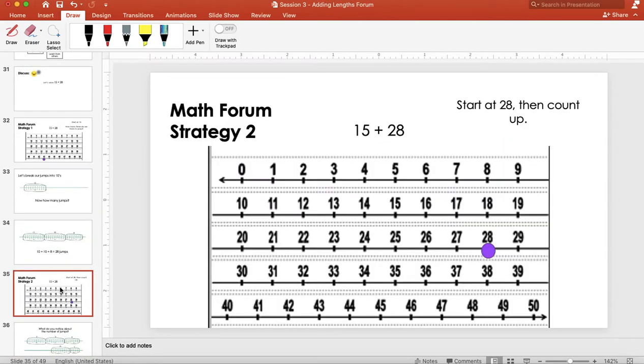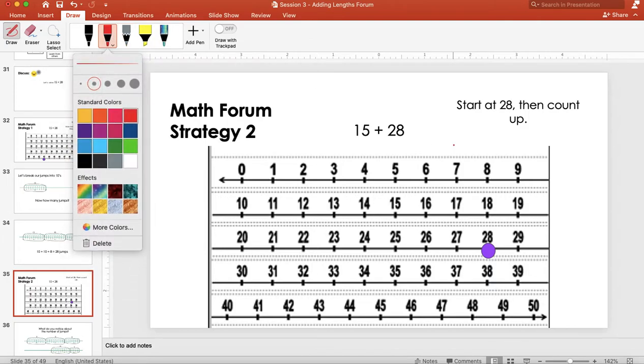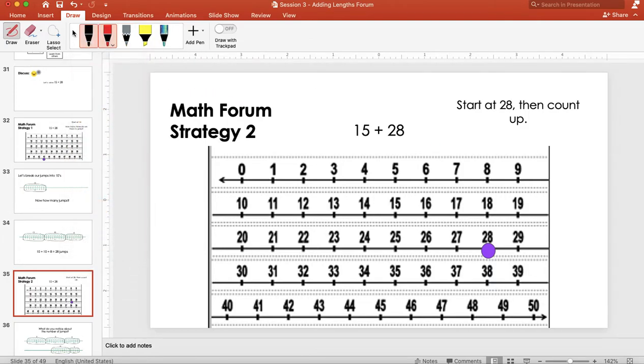Okay, let's look at this. Let's start at 28 and then count up. I'm going to start at 28 and now I want to add 15. To make this easier, I could add a 10, which would mean I would just go straight down to 38. And then I would just have to add 5. 1, 2, 3, 4, 5, and I get 43.